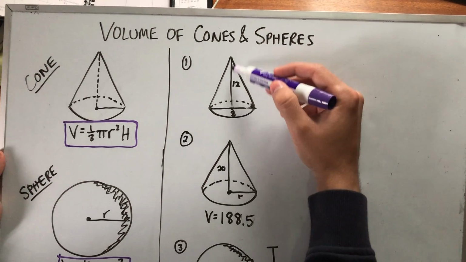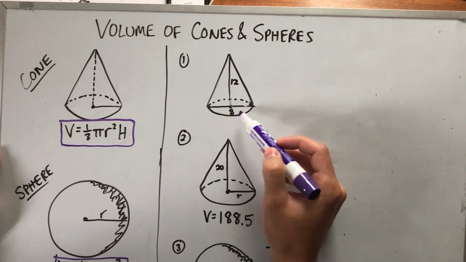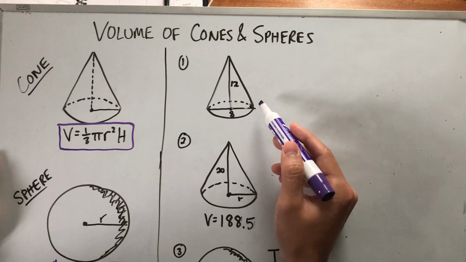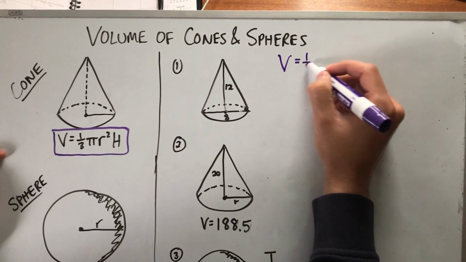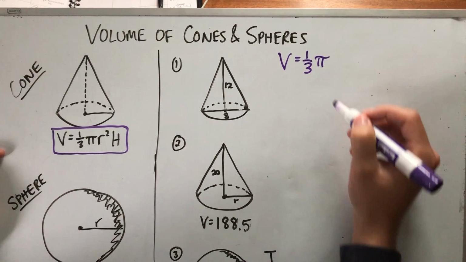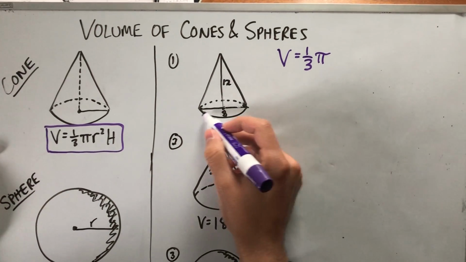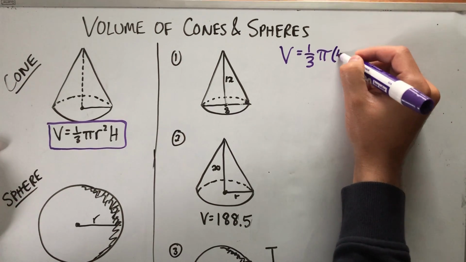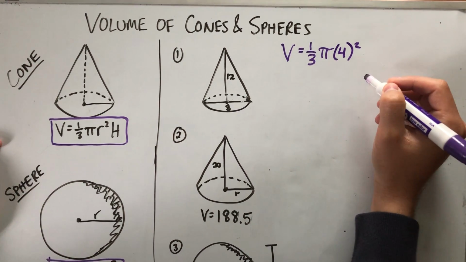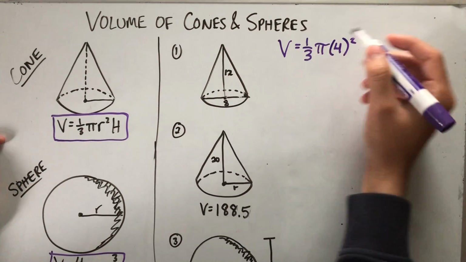As you can see, the height is 12, and they gave us a diameter, which is 8. So we're going to use the volume formula for a cone. It's 1/3 pi, and we're using radius. Since its diameter is 8, the radius is half of the diameter, which is 4. So 4 squared, and the height of the cone is 12.